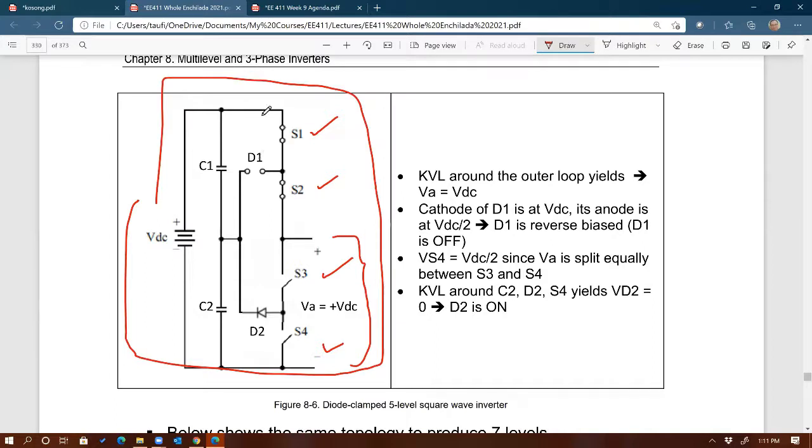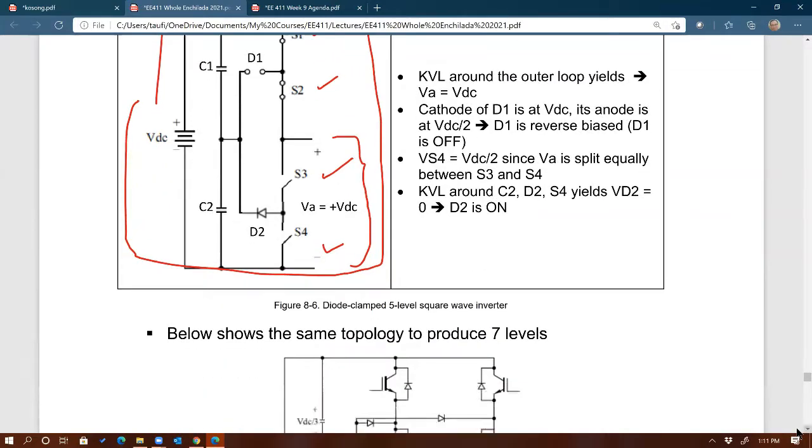All right. So by controlling those switches and timing them properly, you can get the 3 levels for the positive half cycle. Right? 0, plus VDC over 2, and plus VDC. Right? Using only one topology, which is pretty cool. Any questions on this?